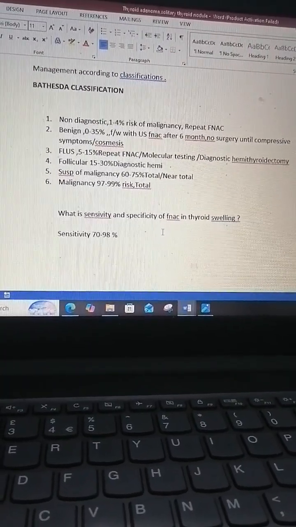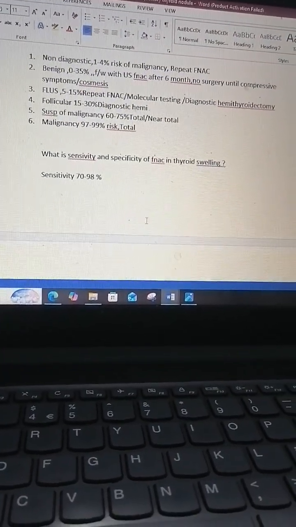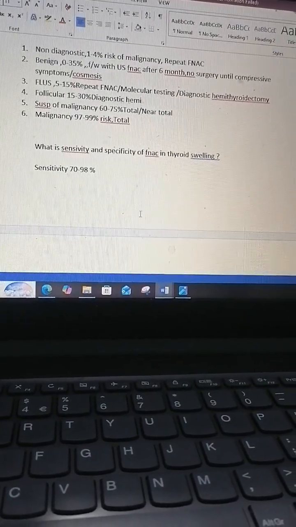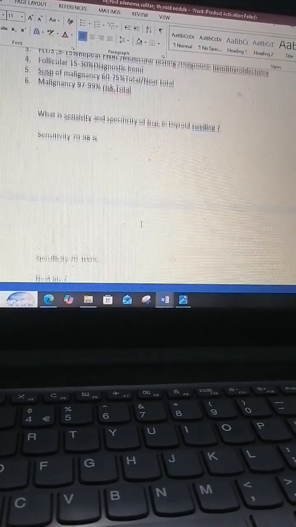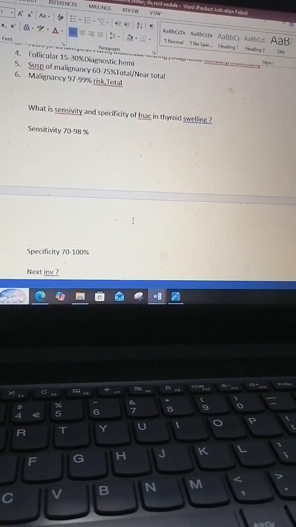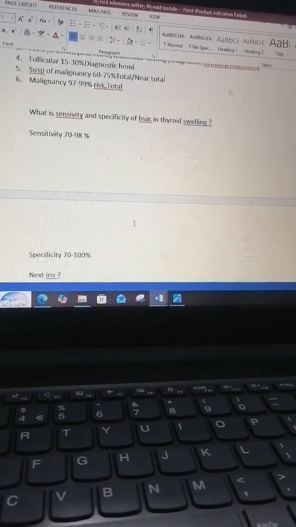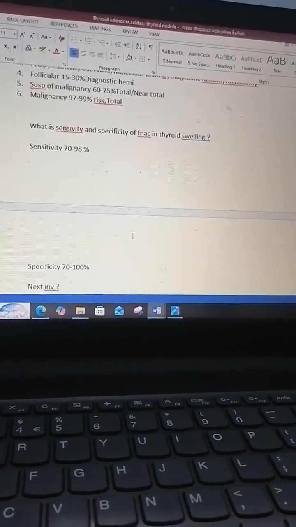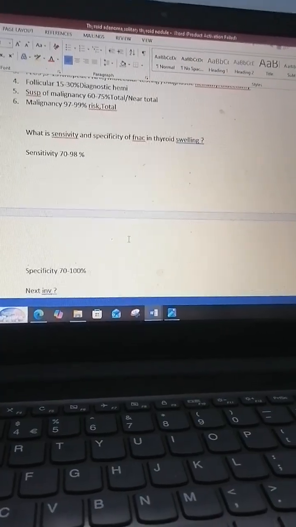So we will do total thyroidectomy in this case. So the Viva question is, what is the sensitivity and specificity of the FNAC in thyroid swelling? It is highly specific and sensitive. Its sensitivity is 70 to 98%, and its specificity is 70 to 100%.